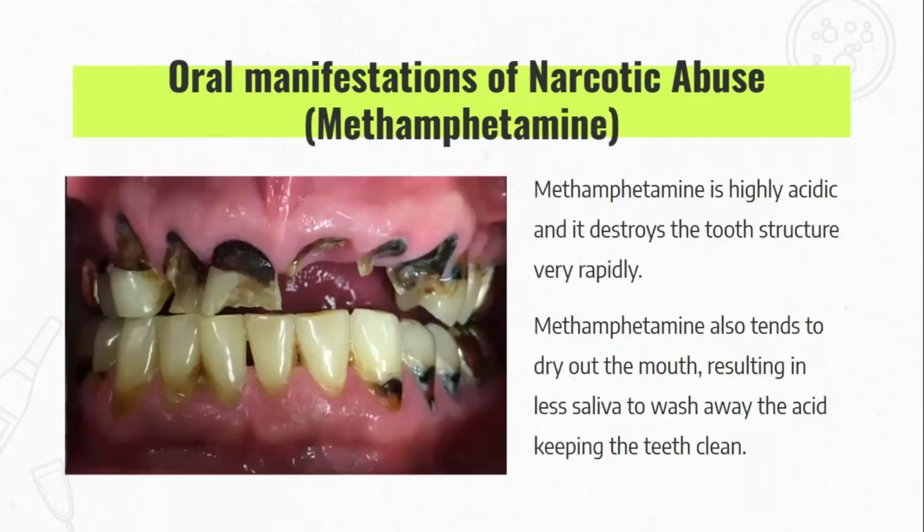The next drug that we're going to be talking about is methamphetamine. Now, this is a highly acidic drug and it destroys the tooth structure very rapidly. Methamphetamine also tends to dry out the mouth, xerostomia, resulting in less saliva to wash away the acid, keeping the teeth clean.